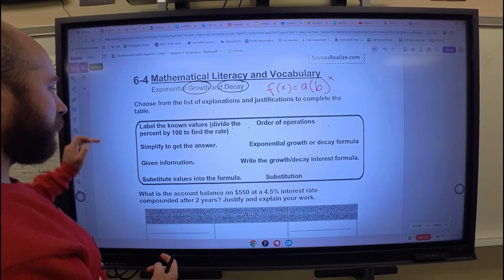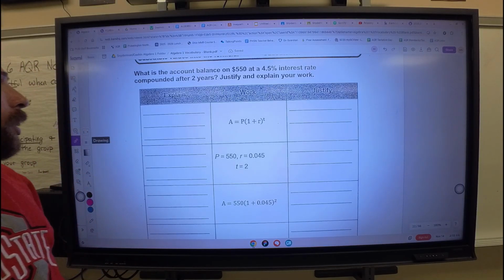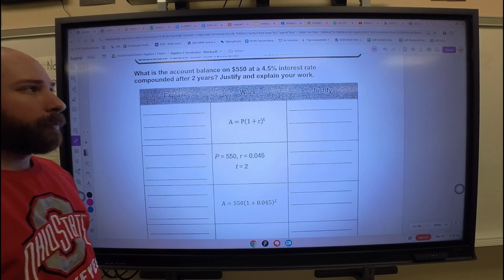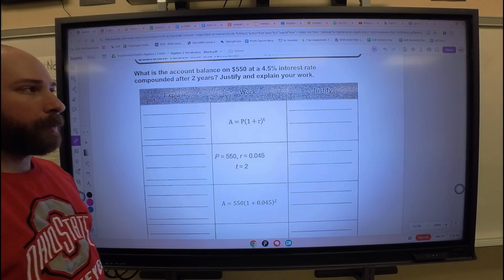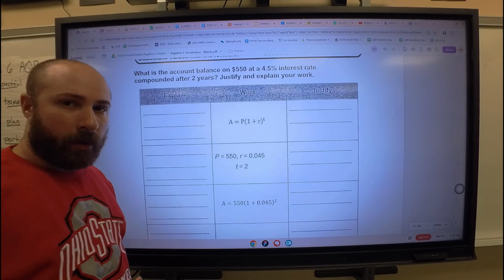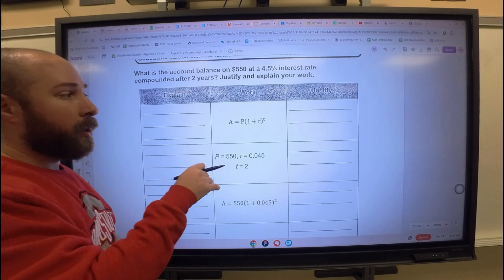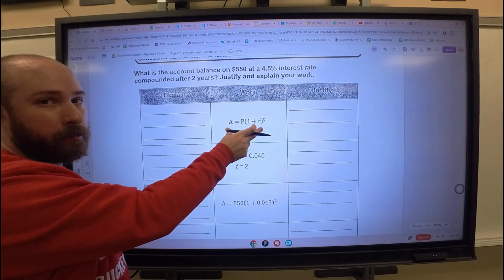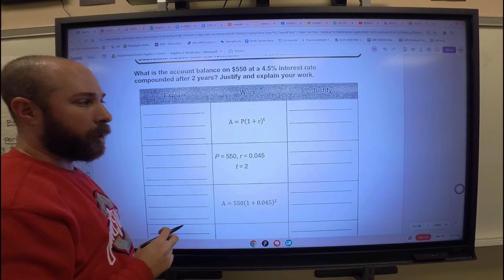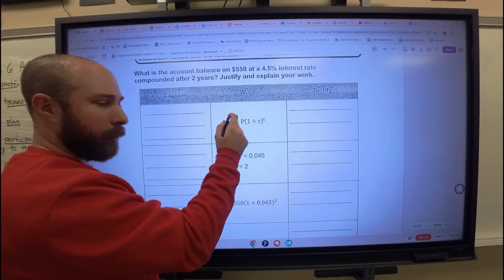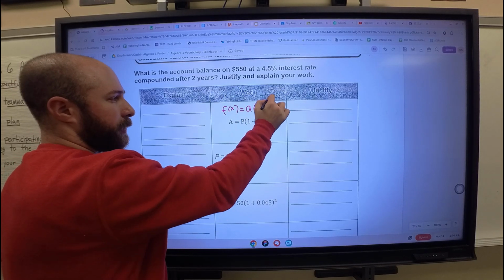So let's take a look at the example that we have here. What is the account balance on $550 at a 4.5% interest rate compounded after 2 years? First of all, let's talk about the difference between what we talked about the last 2 days versus the formula that it gives us here. The formula it gives us here is A equals P times 1 plus r to the t. And I'm going to write the other formula that we had above it. F of x equals a times b to the t.